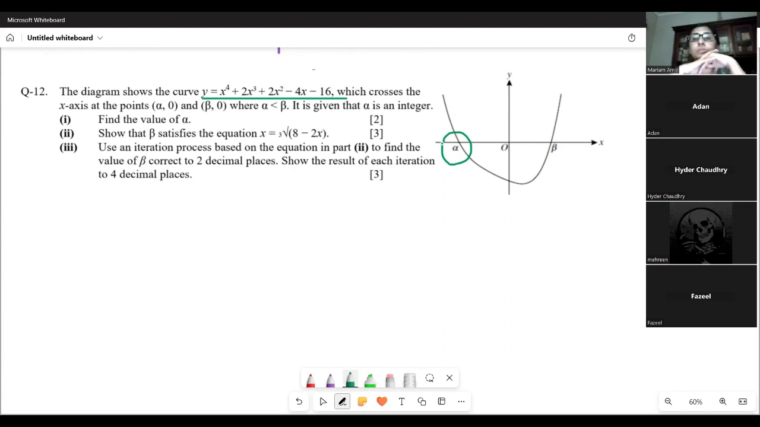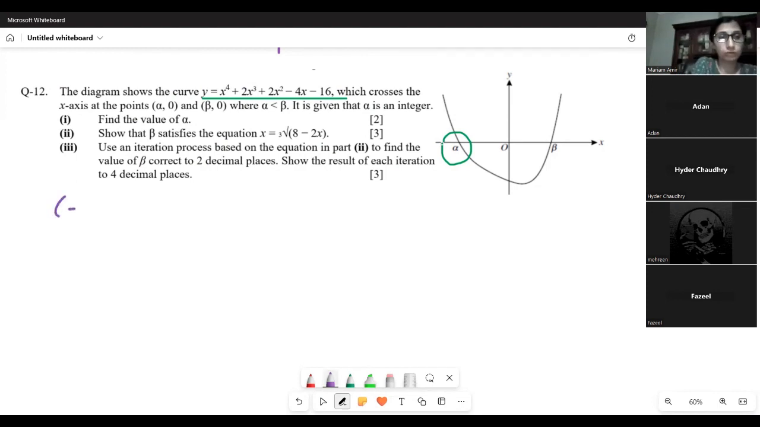Can alpha be 0? It can't be 0. We can see from the graph, it definitely can't be 0. It's some negative integer. So what's the first negative integer we should try? -1. So check if y becomes 0 when x is -1. Then you try -2. Then you try -3. When you get 0 is equals to 0 on both sides, that means that's your correct root.